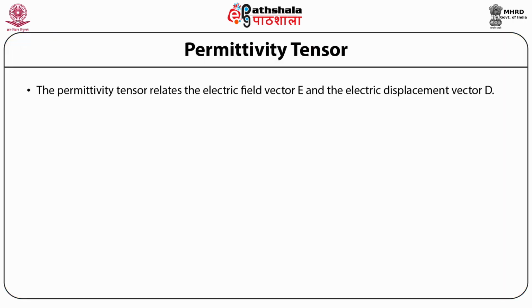So each polarization component Pi is dependent on all three components of the electric field Ej, and can be written using the Einstein notation as Pi equals epsilon naught chi ij Ej, where i and j can be 1, 2, 3. Here the permittivity tensor relates the electric field vector E and the electric displacement vector D as Di equals epsilon ij Ej, and thus defines the dielectric properties of the crystal.